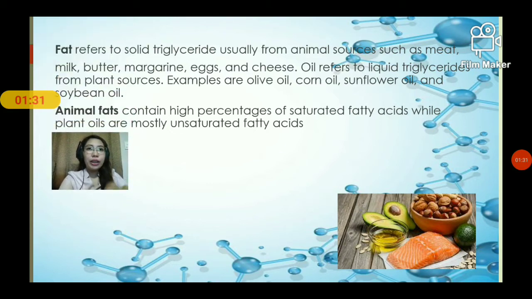Okay, so fat refers to solid triglycerides, usually from animal sources such as meat, milk, butter, margarine, eggs, and cheese. Oil refers to liquid triglycerides from plant sources, for example olive oil, corn oil, sunflower oil, and soybean. Animal fats contain high percentages of saturated fatty acids, while plant oils are mostly unsaturated fatty acids. So fats from plants are healthier than animal fats. Okay?